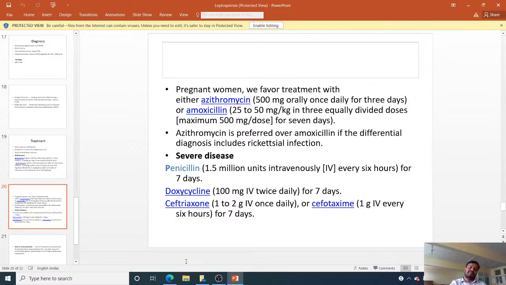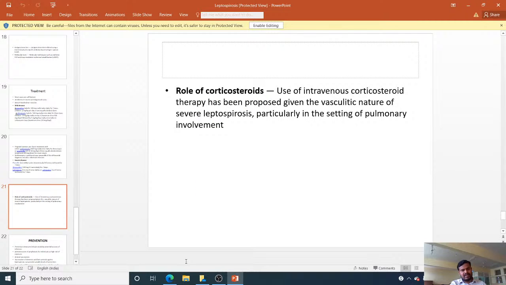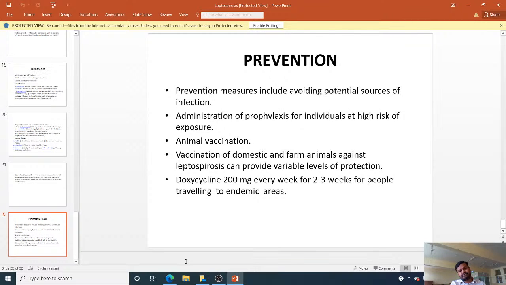For severe disease, penicillin, doxycycline, and ceftriaxone are used for 7 days: penicillin 1.5 million units IV, doxycycline 100 milligrams twice daily, ceftriaxone 1 to 2 grams, and cefotaxime 1 gram. Corticosteroids are given if the patient shows any vasculitic type of picture. For prevention, avoid potential sources, vaccinate animals, and give prophylaxis with doxycycline 100 to 200 milligrams every week for 2 to 3 weeks if the person is traveling to an endemic area.